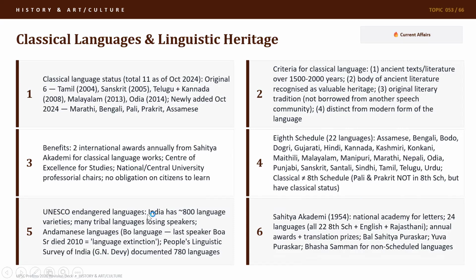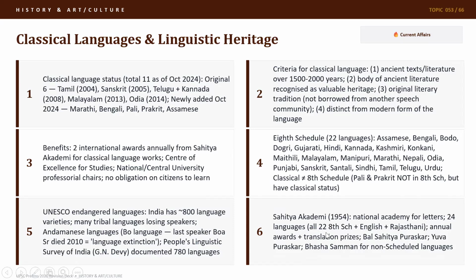UNESCO endangered languages. Well, India has about 800 language varieties. Many tribal languages are losing their speakers. Among the Andamanese languages, for example, the Bo language's last speaker, Boa Sr, died in 2010, so the language itself went extinct. We have read about species getting extinct, but languages, traditions and cultures also go extinct. The People's Language Survey of India, done by G.N. Devy, documented 780 languages.